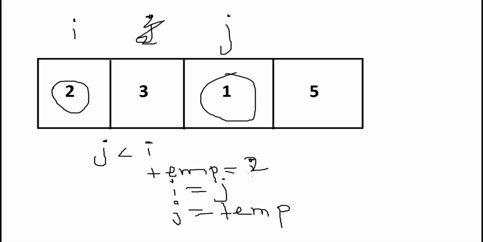So what is i? 2. So that's going to be in that temp variable. i is equal to j. Now j is actually 1, so i is equal to 1. So we're going to have here i is equal to the value 1.